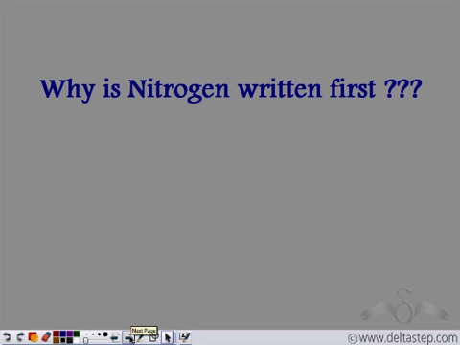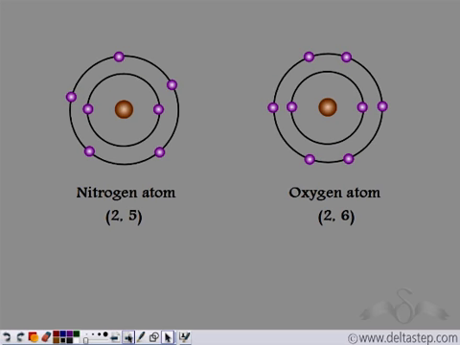Now we had both non-metals, that is, nitrogen was also a non-metal and oxygen is also a non-metal. So which one do we name first? Why did we name nitrogen before oxygen? This is because we have seen in the case of metals and non-metals also, we write the element with a lesser number of valence electrons before the one which has a greater number of valence electrons. In nitrogen, there are 5 valence electrons, and in oxygen, there are 6 valence electrons. That is why we write nitrogen before oxygen.